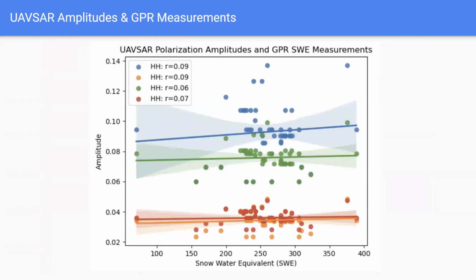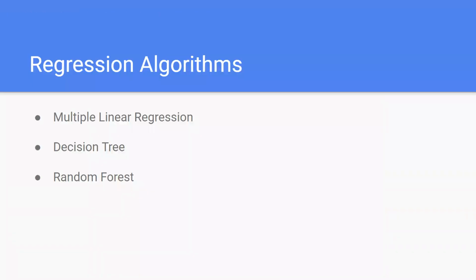We went a step further and also looked at the GPR SWE measurements. We found the GPR SWE data that was close to our snow pits and compared that to our polarization values as well. We also saw some correlations, but it's a little shaky. Then I'll hand it over to Anu to talk about our models.